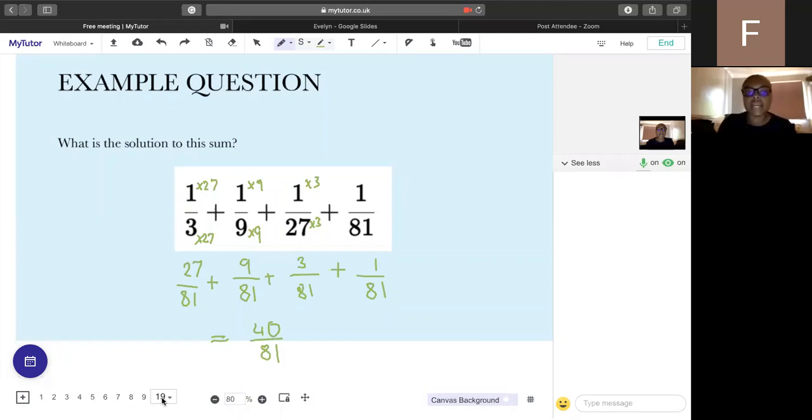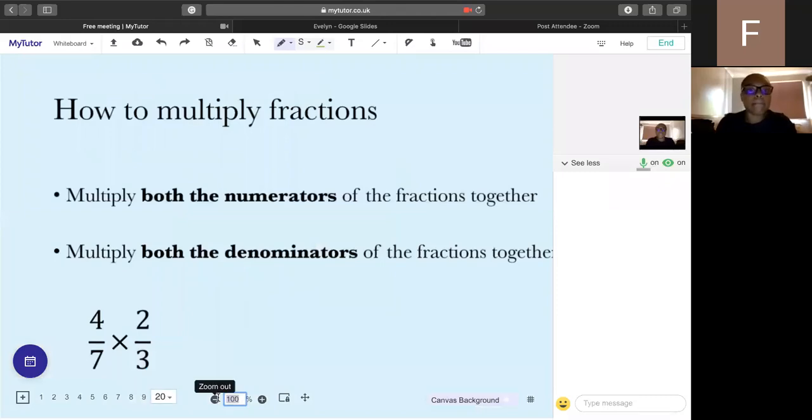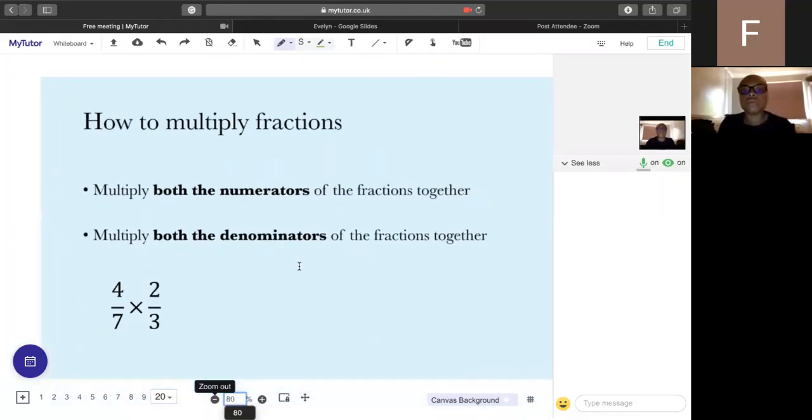So hopefully adding and subtracting makes sense. Now we're going to move on to multiplying and dividing. First of all, multiplying. Multiplying fractions is probably the simpler one. You don't have to move around your fractions or make equivalent fractions. All you need to do is multiply both of your numerators together and then multiply both of your denominators together. So this answer would be 4 times 2, which is 8, over 7 times 3, which is 21.